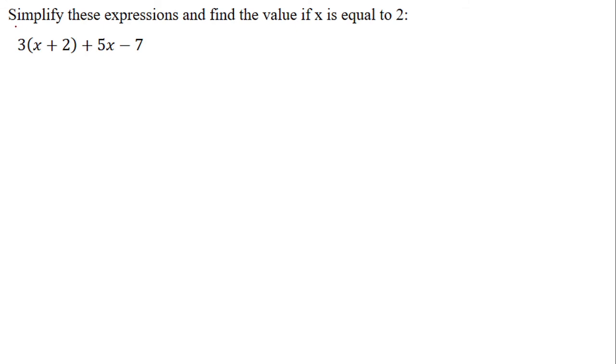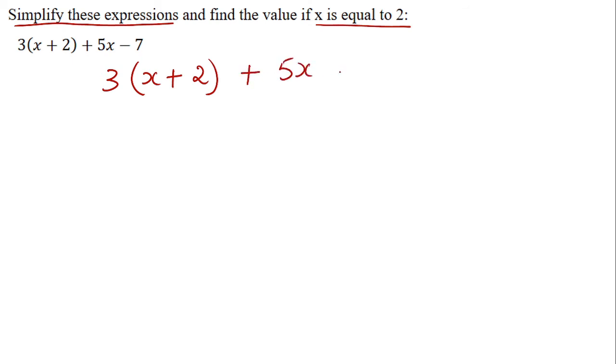Similarly, in this problem, first we need to simplify the expression and then find the value of the expression if x is equal to 2. So here also there is a bracket. We need to remove the bracket. Plus 5x minus 7. So here also you have three terms, 1, 2 and third term. So let us first simplify this. 3 into x plus 2.